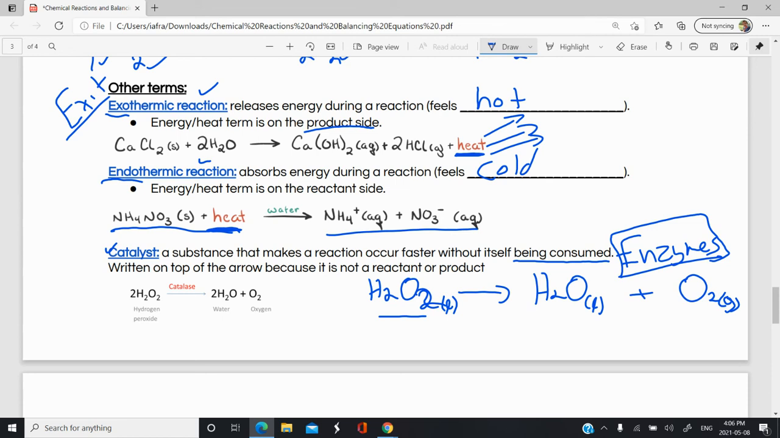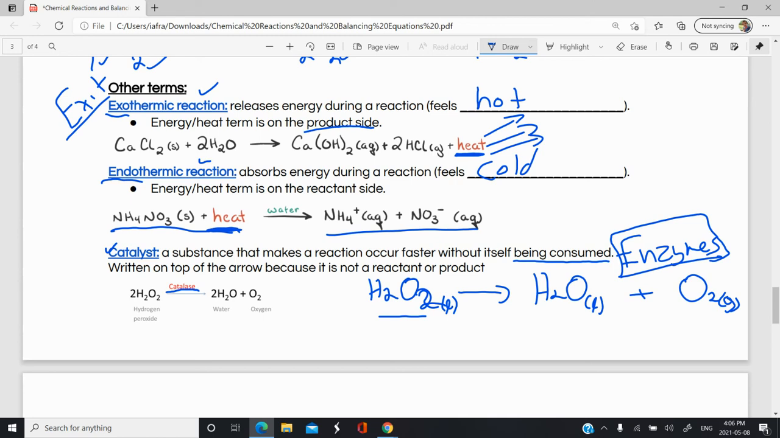One example of a catalyst is the enzyme called catalase. And so notice that I put the catalase on top of the arrow there. The catalase is not a reactant, but it's just helping to speed things up. It might go and take hydrogen peroxide, maybe bend it a little bit so it can break apart a little bit faster. It might orient it in some way to make it faster.